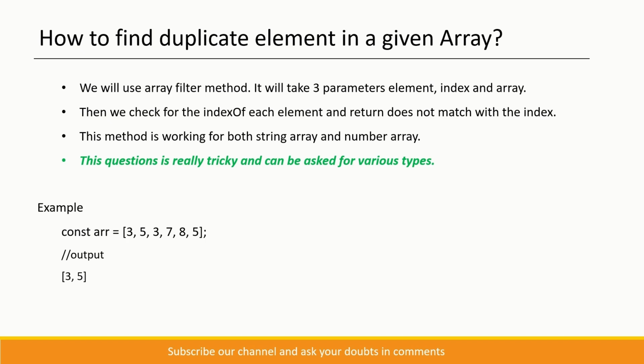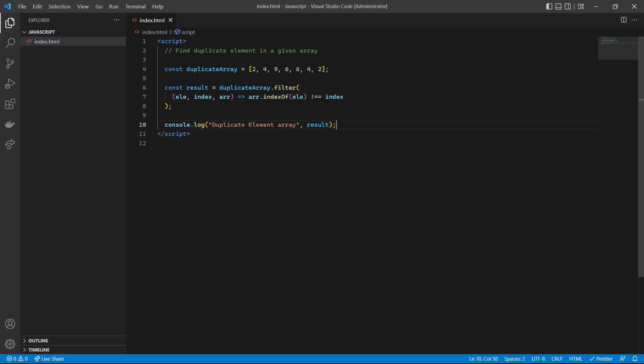Below I have mentioned one example. In that example I declared one array with some random values, and the final output shows how we want it to look. We just want the elements that are duplicated in that given array. So 3 and 5 are returned because 3 and 5 are duplicate elements in that array. Let's see this scenario at the code level. Yeah, this is the example.